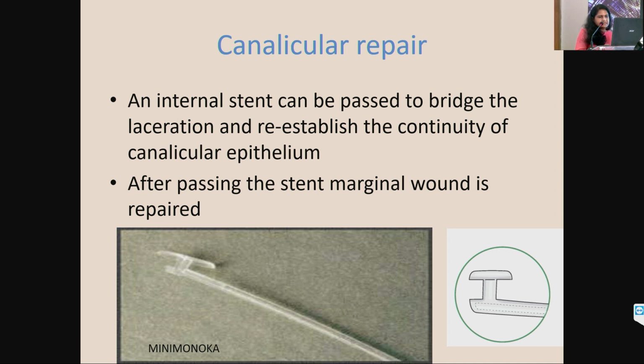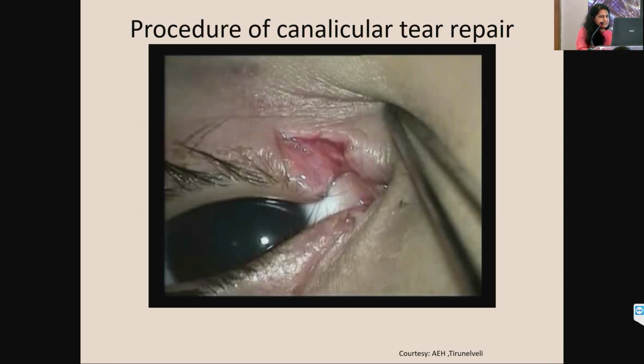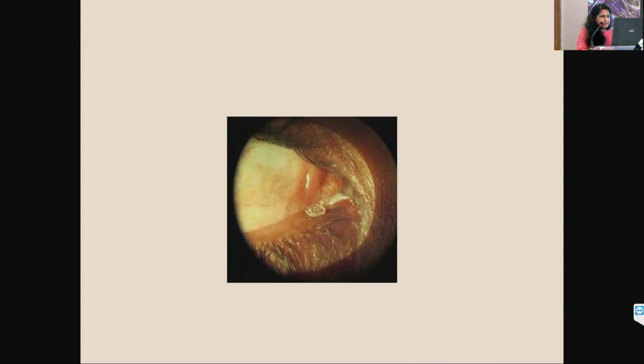In this figure, it is a Mini Monoka stent. It is a monocanalicular self-retainable stent that is shown. So this is a short video of canalicular repair.